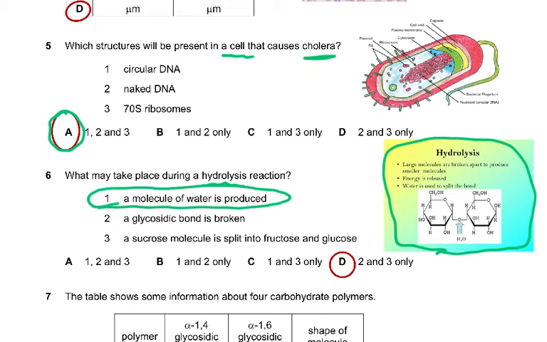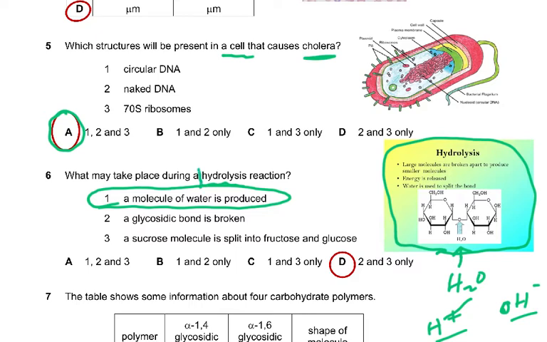A molecule of water is added. So you see this water molecule being added to it because the water molecule splits into H positive and an OH negative. So the water splits into hydrogen and hydroxyl group. So this is how you had to understand it. A molecule of water is not produced. A molecule of water is produced in condensation.